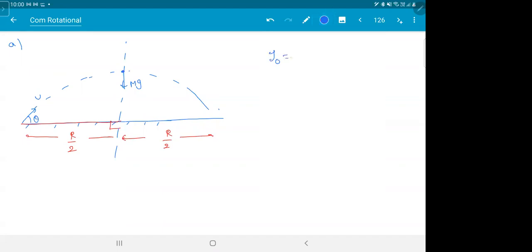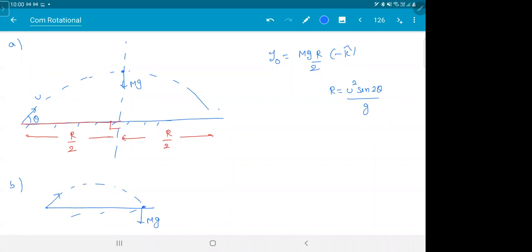So what is the torque about O? mg, perpendicular distance R by 2, direction minus k cap, because mg will rotate this way. It's clockwise. What is R? u square sine 2 theta by g. Hope you didn't forget the formulas. So when the particle is landing on the ground, meaning somewhere here, this would be the perpendicular distance. This perpendicular distance is R. The torque about O would be mg R, minus k cap. Put it up.